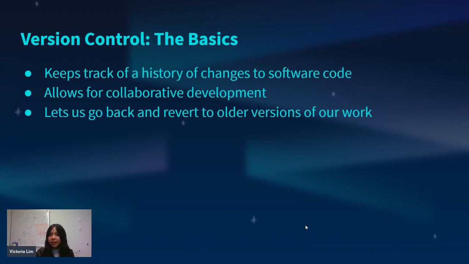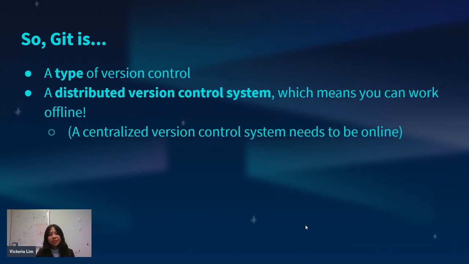As you might have guessed, Git is a type of version control. What we just talked about, Git allows you to do all of that. It is the type of version control called a distributed version control system. What that means is that you can work offline. So if you ever run out of Wi-Fi for some reason, you're in the middle of nowhere and you don't have Wi-Fi, totally okay. You can use Git. The opposite of that would be a centralized version control system, where you would need to be online. So we have those two types, and Git is the first one.